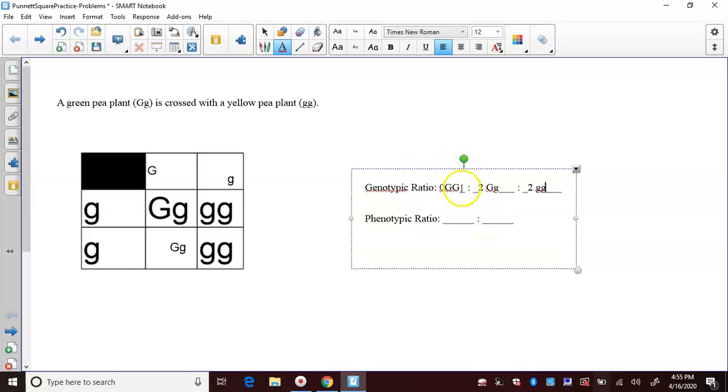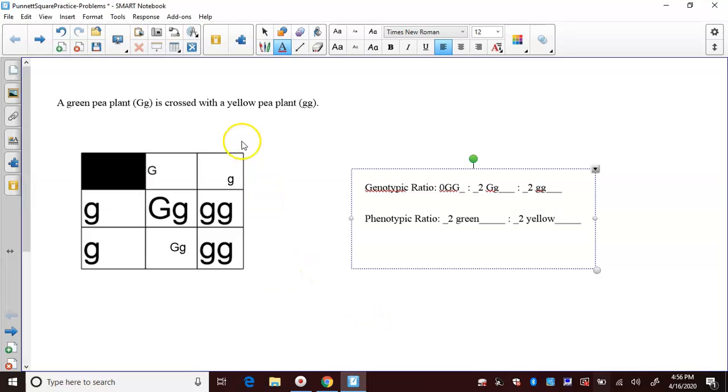Sometimes you don't even need to put the big G in. It could just be 2 to 2. So 2 capital G, lowercase g to 2 lowercase g's, lowercase g's. Now, the phenotypic ratio. Remember, phenotype means what they actually look like, so the appearance. In this case, you always put the dominant appearance first. So there would be 2 green pea plants, which would go with the capital G, lowercase g genotype, to 2 yellow pea plants. So that would be everything you needed for this Punnett square problem.